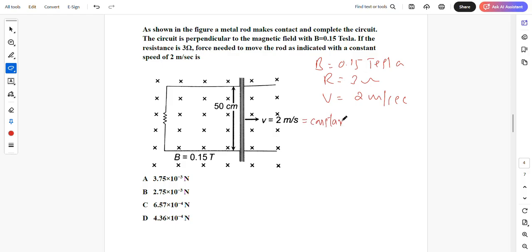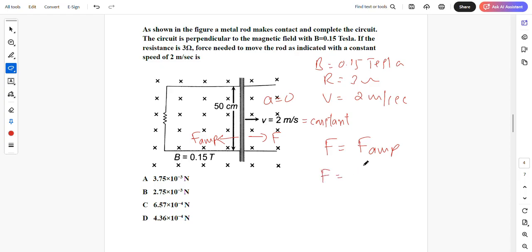We know that if it is constant, this force and this Amperian force will be equal, because this is called the terminal velocity, terminal speed. At that time acceleration is 0. Both the forces are equal at that time. F will be equal to F Amperian.